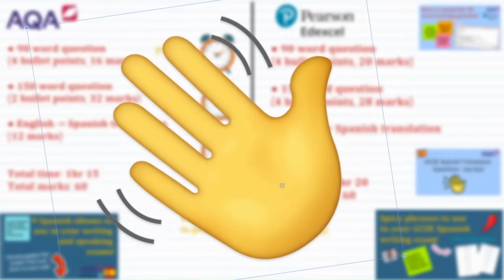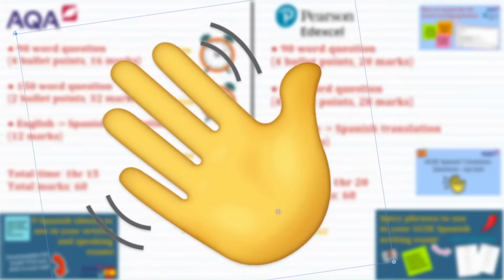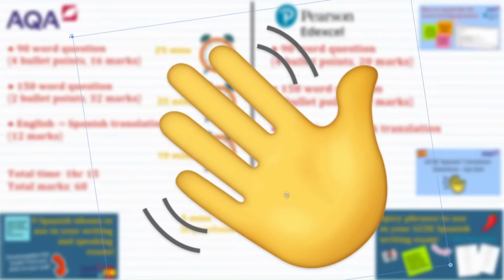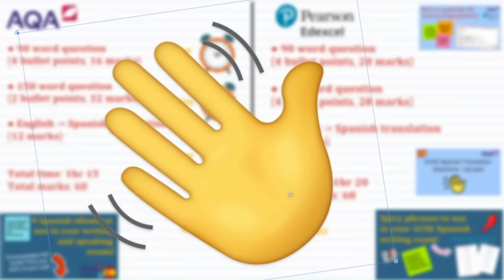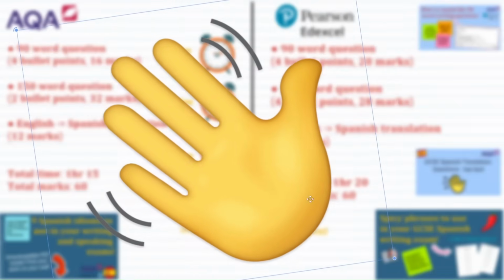Hola todos! For the current Year 11s, your final Spanish exam, the writing one, is on the 13th of June. So in this video, I'm going to walk through the entire higher tier paper, answering the questions myself and showing you how to get top marks in the writing questions, as well as a translation at the end.